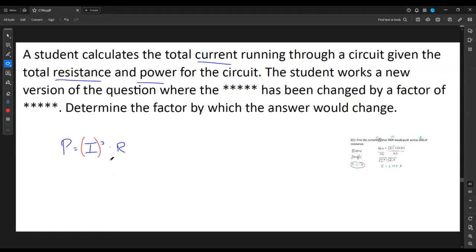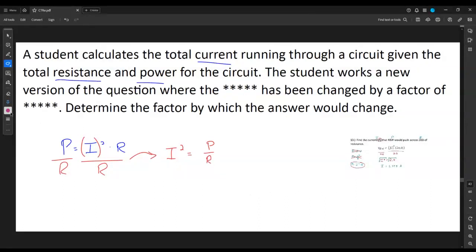So if I'm trying to get this thing by itself, then I want to look at the stuff that's around it that's in the way. I want to do the easiest things that I can. I don't want to mess with that exponent until I absolutely have to. So in my first step, I'm still going to have I squared, the current squared here, but this is now equal to P over R.